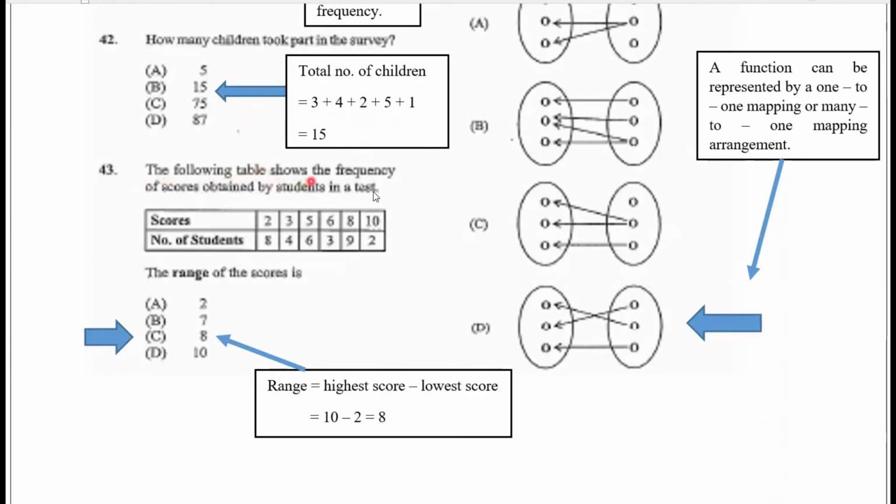The following table shows the frequency of scores obtained by students in a test. You can see the scores ranging from 2 to 10, and you can see the number of students for each. Range of scores is what?